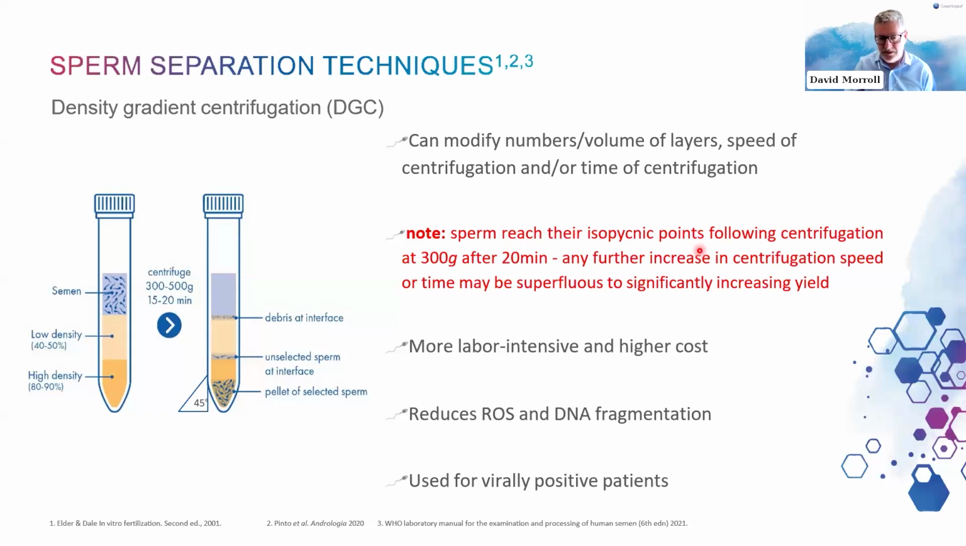Isopycnic point is the level of buoyant density. That's if you spin them down, they'll reach a point where they are at the same level of density as the medium around them. That's the buoyant density point or isopycnic point. And they'll reach that typically, if you've got the right setup of your gradients, at 300G after 20 minutes. So spinning harder or spinning longer probably isn't going to make a significant difference. And if you want to increase yield, it's better to do more tubes, not spin them harder and longer.